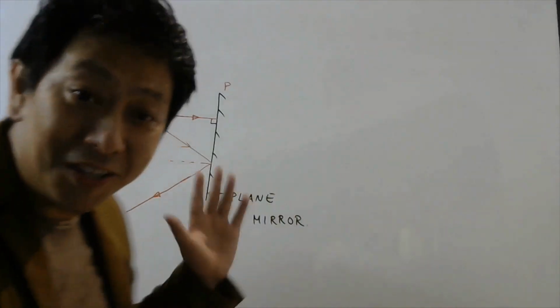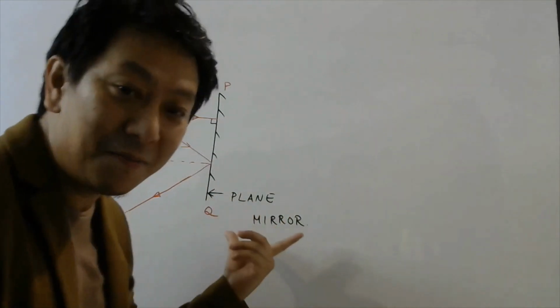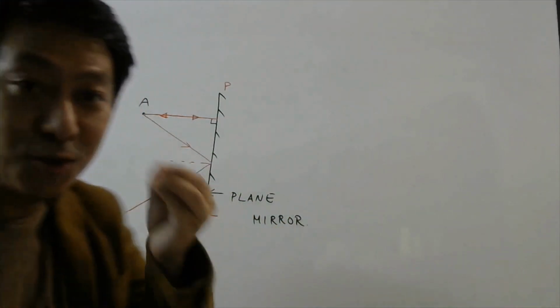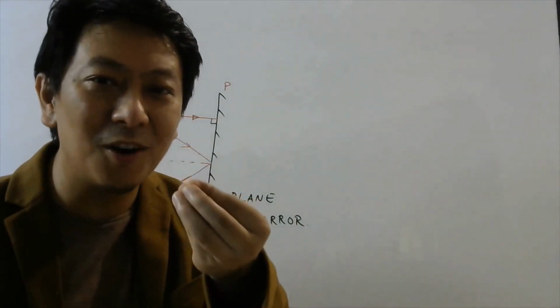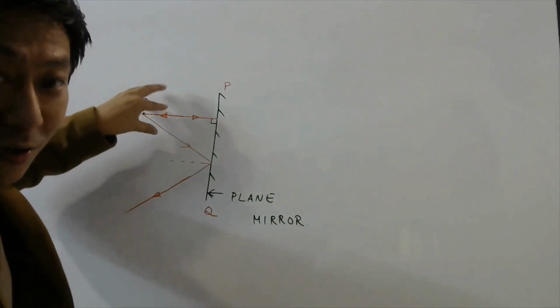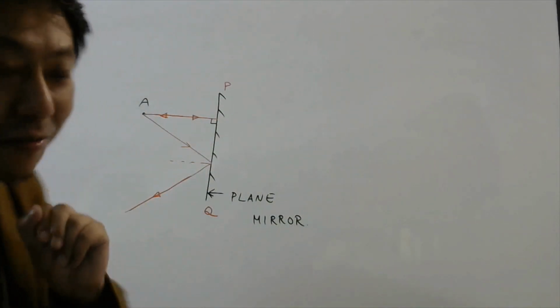So in this diagram, I am representing the line PQ as a plane mirror, and you can consider this point A as a source of light. Think of it as a small bulb. The light from this bulb obviously goes in all directions, but let us consider two such rays of light.